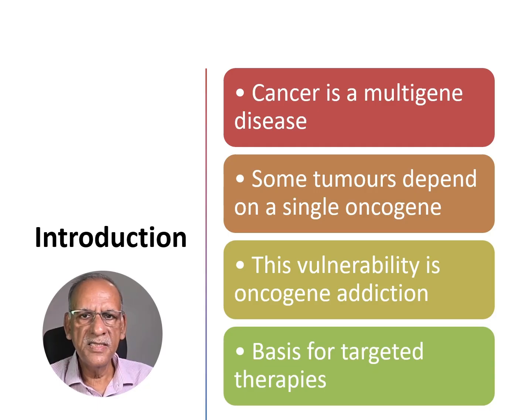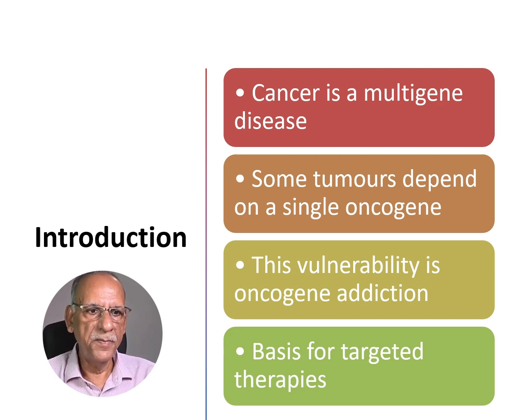Sometimes what happens is particular tumors depend on a single oncogene for their growth. Just like a person gets addicted to alcohol or some other drugs, these cells are addicted to one oncogene. That is why it's called oncogene addiction. This vulnerability is what we call oncogene addiction. This is the basis for certain targeted therapies.